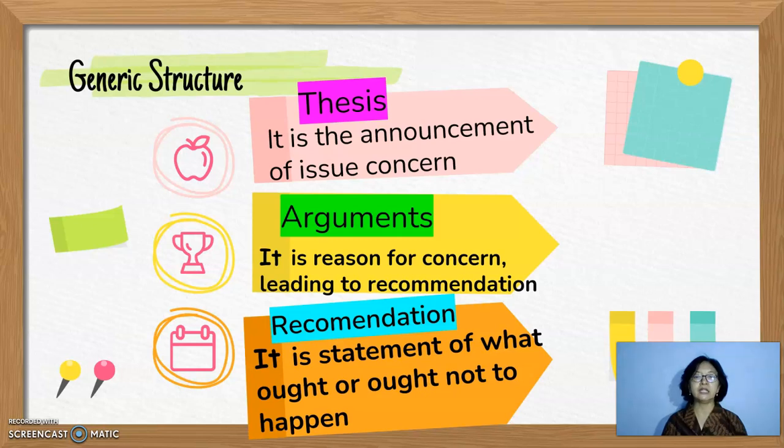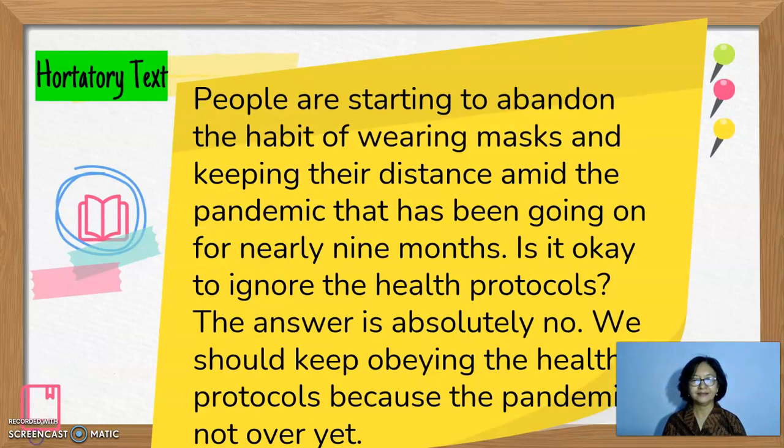Thesis is the announcement of the issues concerned, usually in the first paragraph. And then arguments is the reason for concern leading to recommendation, usually in the second, third, or fourth paragraph of the hortatory exposition. And then the last paragraph, it should be recommendation, in which the statement of what ought or ought not to happen. Okay? Any questions so far? Good then.